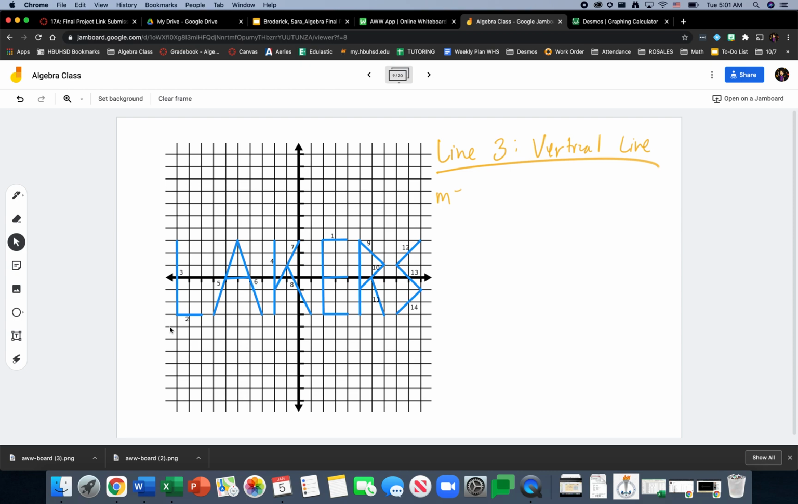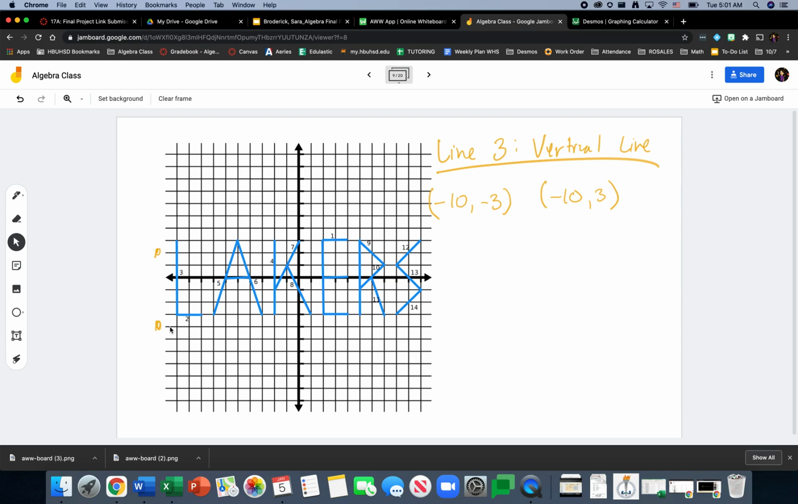Let's do our 2 endpoints. Actually, to make your life easier, do it in the same order. So this is -10, -3, and -10, +3. Those are my endpoints. I can put those endpoints in my Google slide as well.